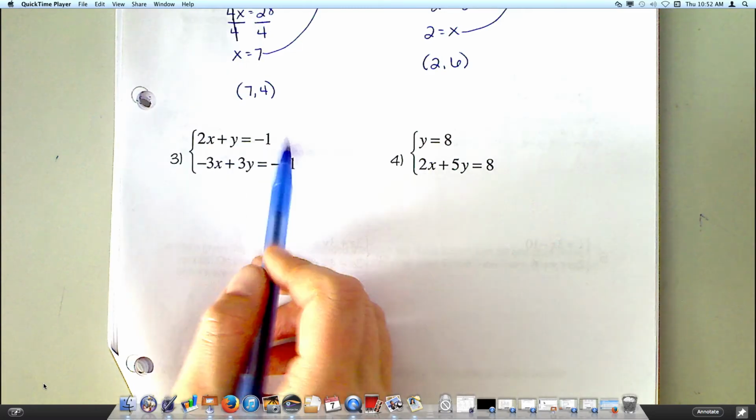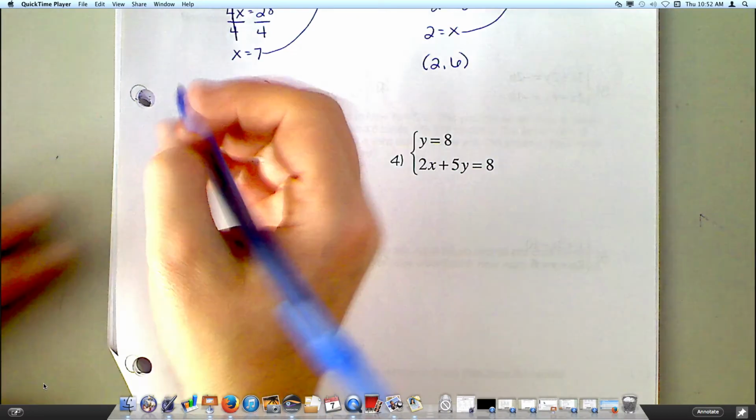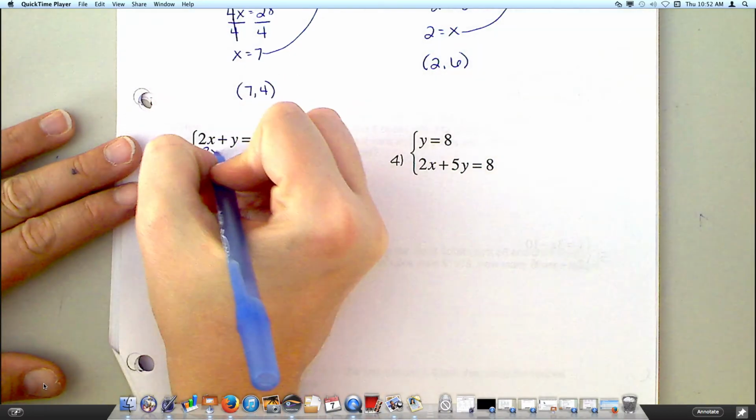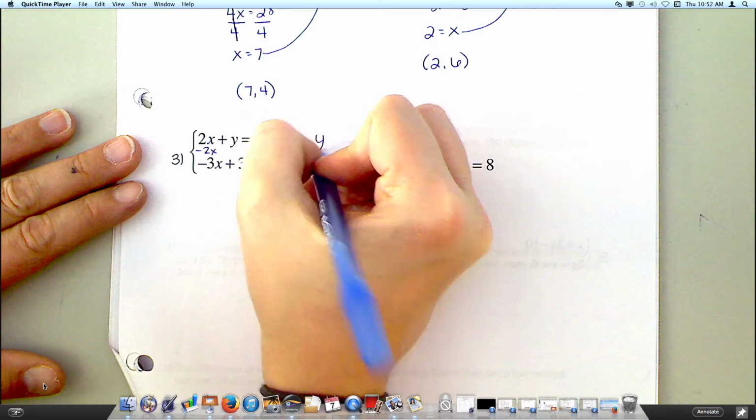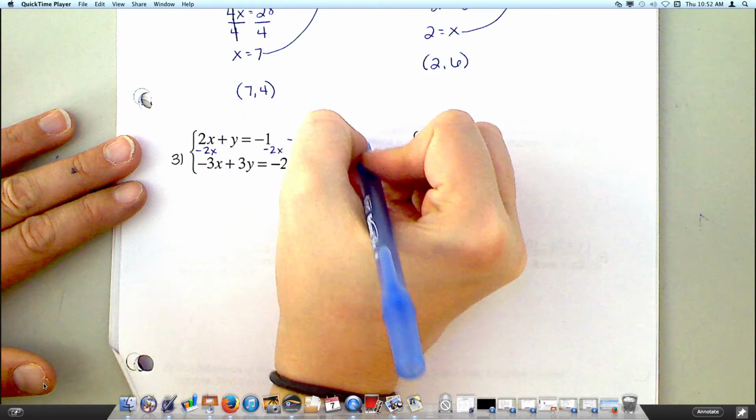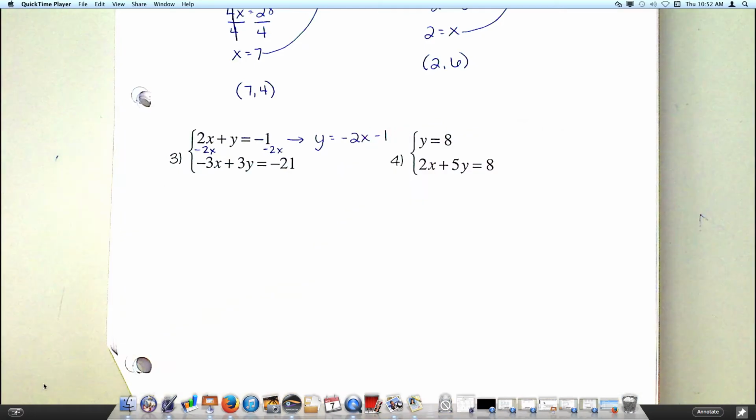I could just move the 2x to the other side. So I'm going to subtract 2x and subtract 2x. And now this equation is really going to say y equals negative 2x minus 1. That piece of it you guys have been doing forever.